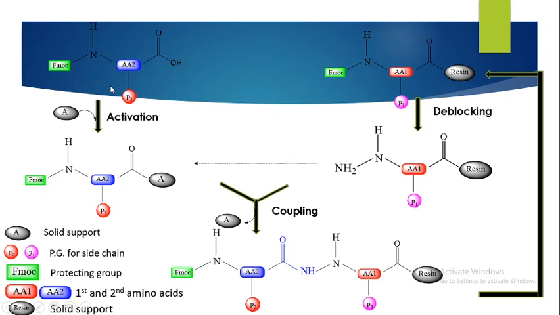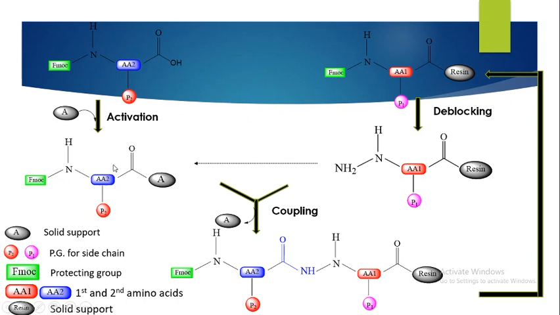See again, this is the first amino acid in which the carboxylic acid is free for the coupling and the amine group is protected by means of the FMOC protecting group. Here A is the solid support, P1 and P2 are the protecting groups for the side chain. In this the P2 is the protecting group for this chain. In this the P1 is the protecting group for this side chain. The FMOC is a protecting group for amine.